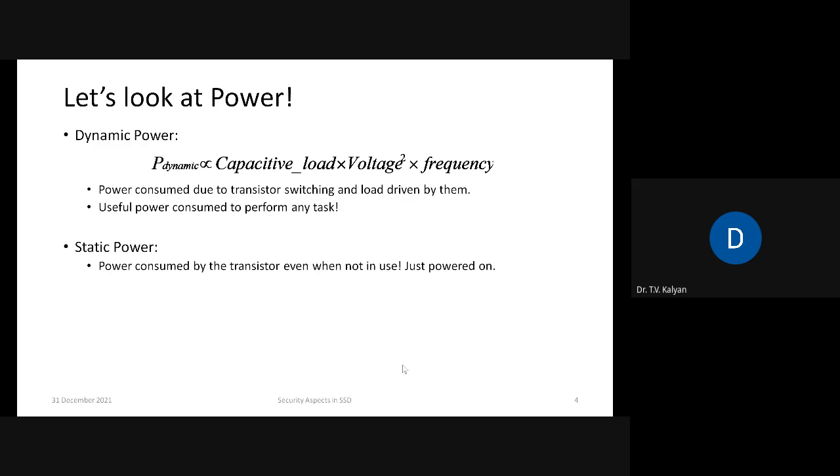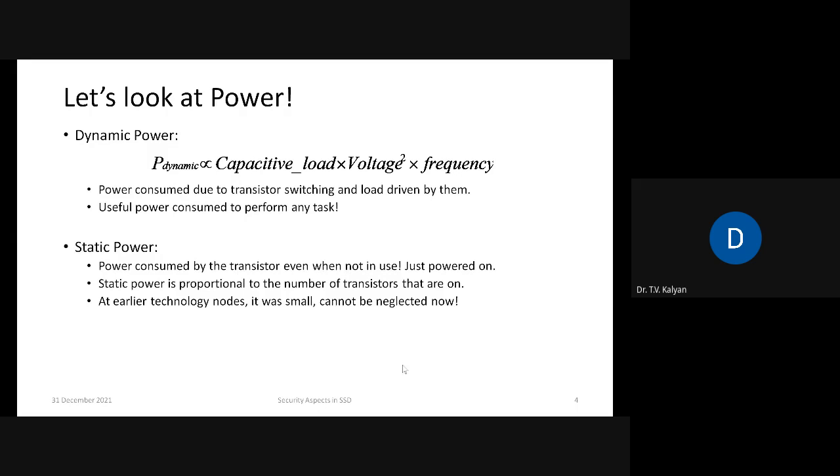So that part is the static power, because just to keep the phone in the standby mode itself, we need to power on a lot of internal circuits. And in general, the static power is proportional to the number of transistors that are switched on at any given moment.